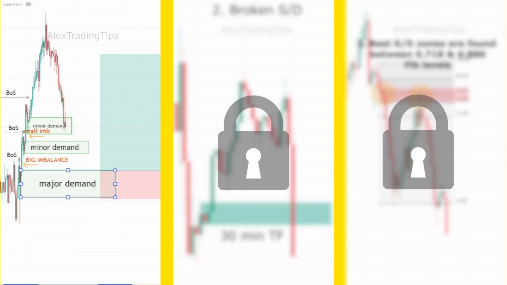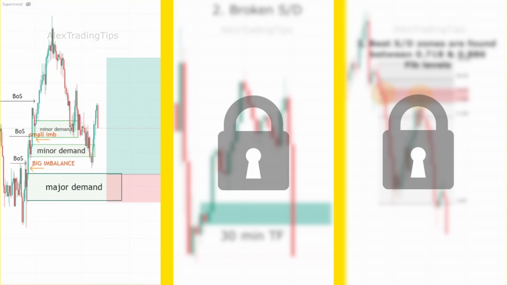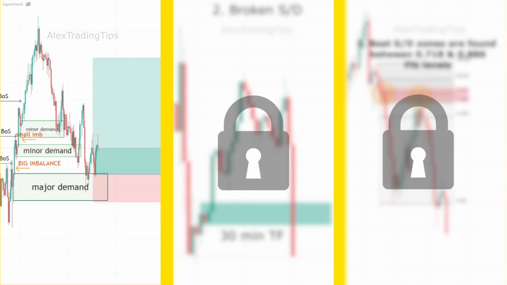Zones that have an imbalance close to a supply or demand zone are more likely to be targeted by the price to balance the market.